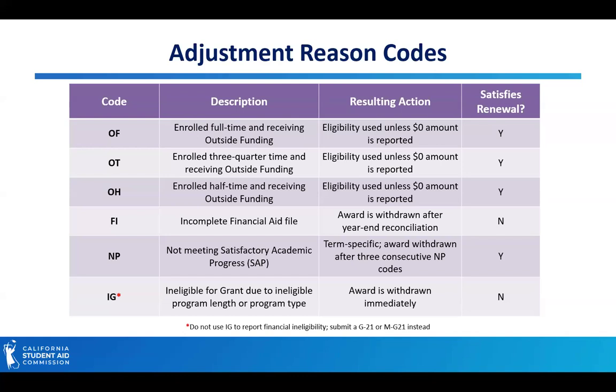And then again, IG should only be used if it's ineligible program length or program type. And one of them that comes to mind is our Cal Grant C program. If they were awarded one, but they're not in a vocational, occupational, or technical training, then we would use IG to withdraw them.